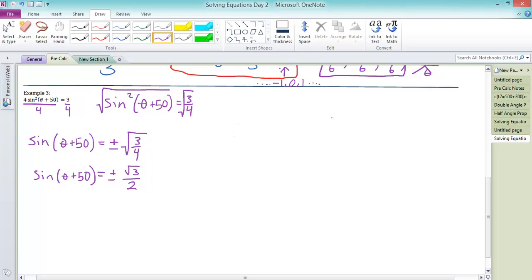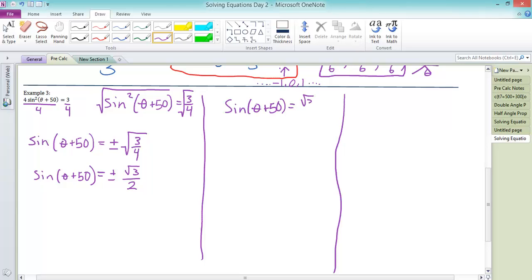So we will have, I'll do one over here. Namely, I will do the sine of theta plus 50 is equal to positive root 3 over 2. And over here, I will do the sine of theta plus 50 is equal to negative root 3 over 2. And actually, I'll do that half in blue. So we'll underline it in blue. This guy will be in green. We'll do that in green. Because green, right? I hope that's green.